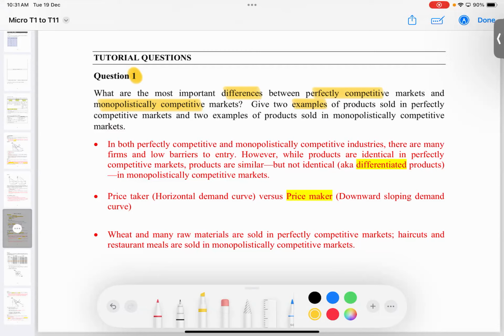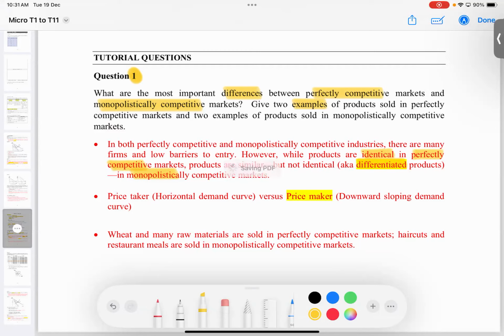So they do have similarities. But what about the difference? For perfect competition, they are selling identical products. But in monopolistic competition, they are selling differentiated products. That means they are not identical. Unlike perfect competition, where everything is the same. It doesn't matter which producer you go to, at the end you buy the same type of product. But for the monopolistic firm, it's different.